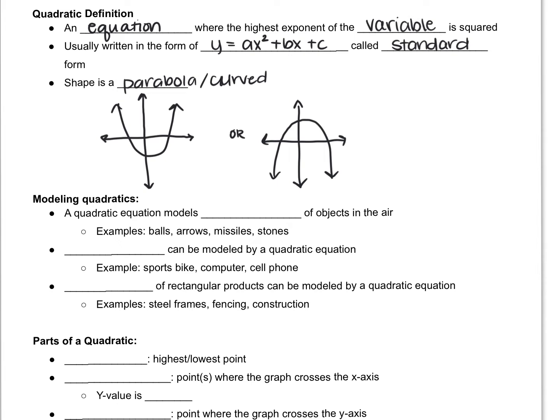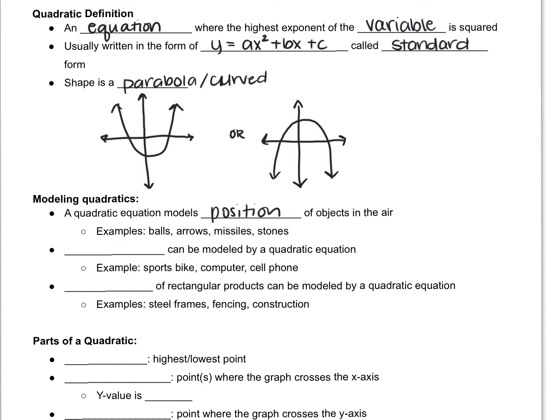So a quadratic equation actually models the position of objects in the air. Like if you throw a ball, release an arrow, or launch missiles or throw stones, all of those follow the shape of a quadratic. So it goes up into the air, slowing as it travels, then comes down again faster and faster. And that is modeled by a quadratic.